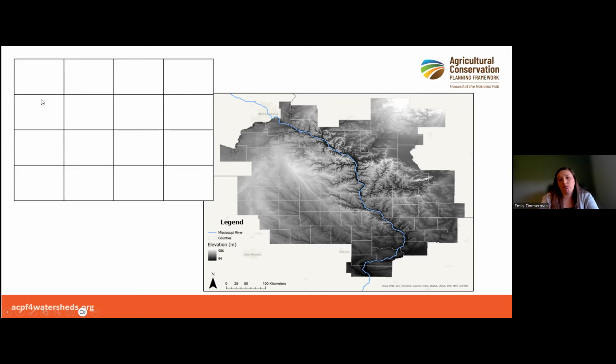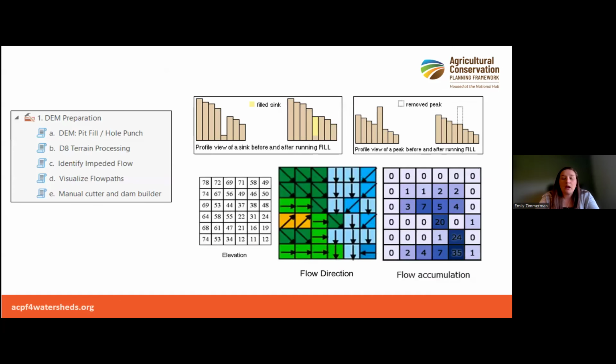And so that's what you actually see in this map: a visual representation of all of these different values of elevation. The way that we collect this elevation data is often from satellite information, and then there's a lot of processing to get it to the point where it looks like this on my screen. Throughout that process, there are artifacts and errors that happen. So one of the first steps in the ACPF, as we begin to think through terrain analysis, is to correct some of those errors.